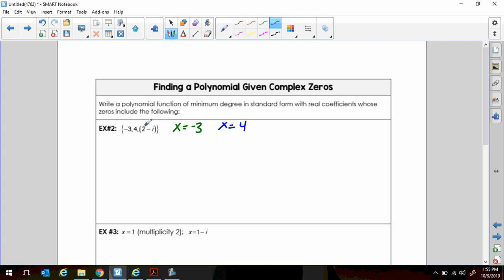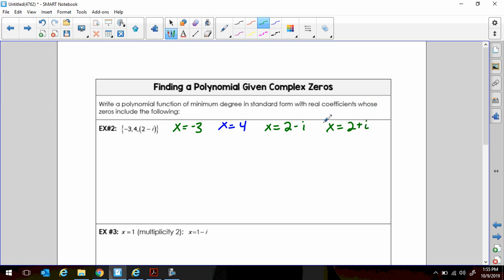And x equals 2 minus i. Well, if x equals 2 minus i, then x has to also equal 2 plus i. I know that the conjugate is also a zero.